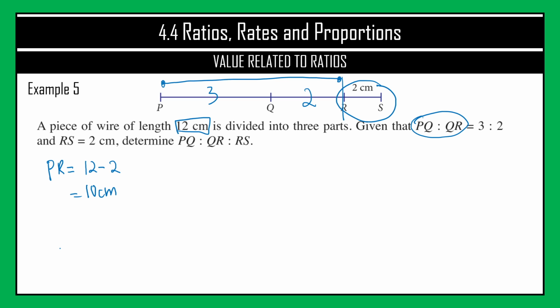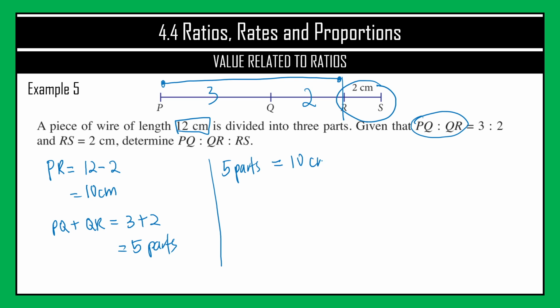And then it means that from here up to R, the total is 5 parts. How do I get that? It is PQ plus with QR, which is 3 parts plus 2 parts, 5 parts. So you get the idea here is that the 5 parts is equivalent to 10 centimeter. So one part is 10 centimeter divided by 5, that is 2 centimeter.